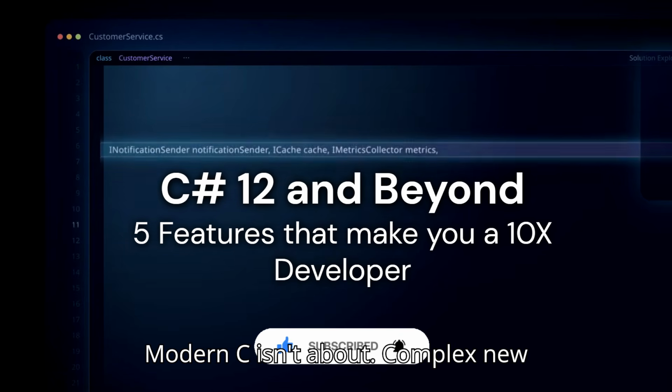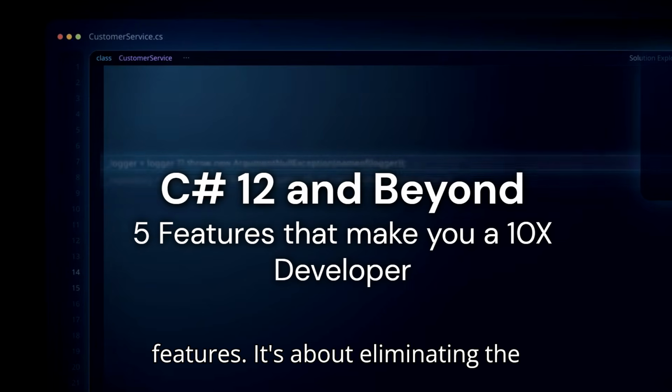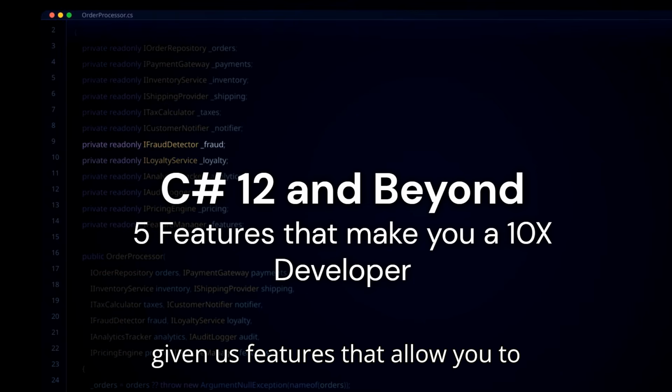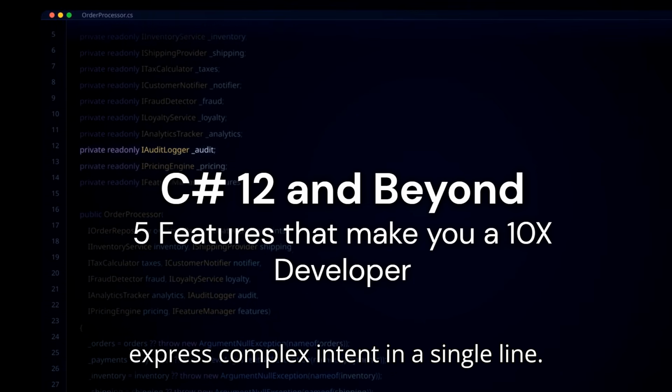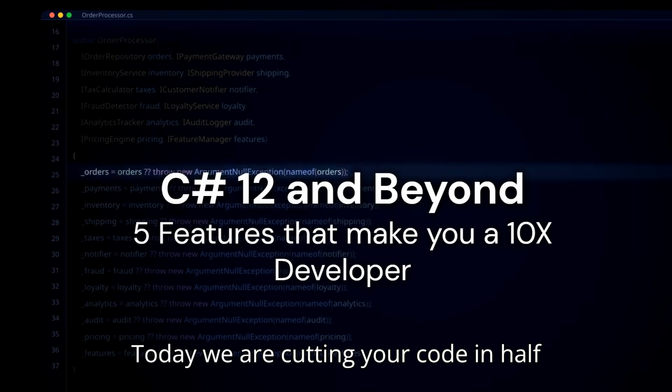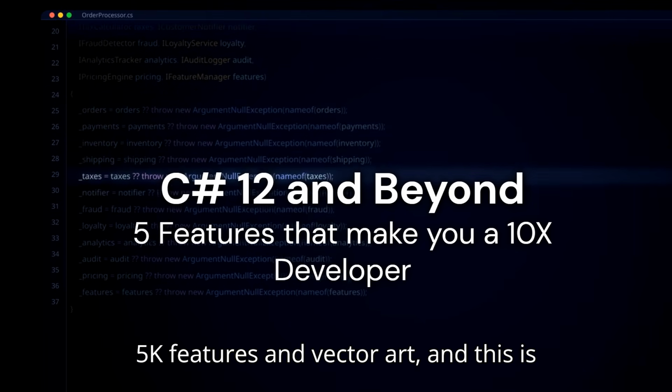Modern C Sharp isn't about complex new features, it's about eliminating the ceremony. C Sharp 12 and its predecessors have given us features that allow you to express complex intent in a single line. Today, we are cutting your code in half with 5 killer features.